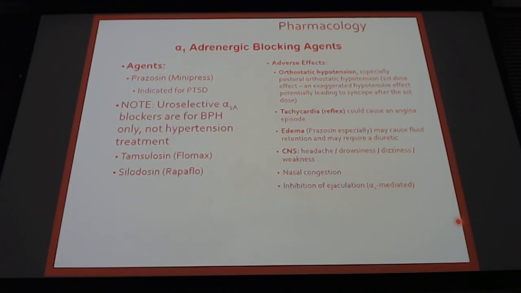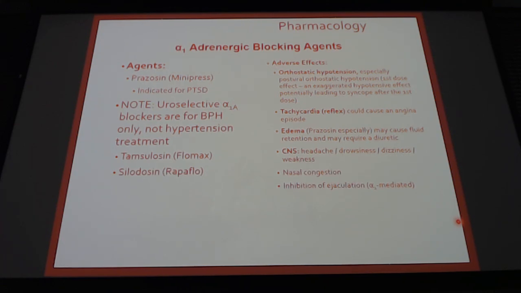More specifically, the uroselective agents are our tamsulosin and our silodosin. And when we're looking at these two, they're very, very effective at targeting the symptoms that our patients have with BPH. Tamsulosin is the one that you're probably going to see used the most for this. So very good medication. It's a cheap medication, and it's very, very good at controlling their BPH. Not so much that you're going to see either of those used for hypertension.